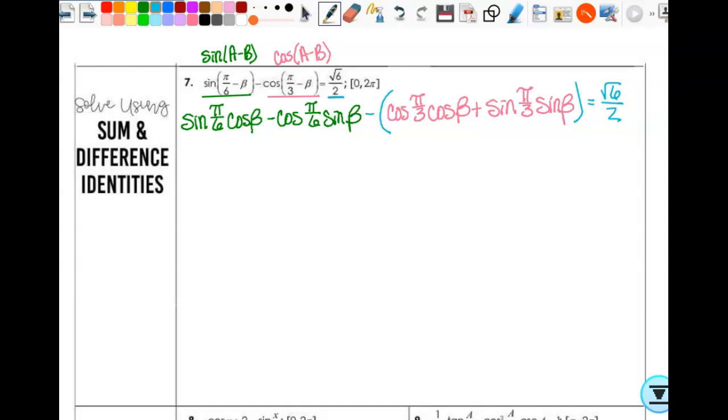Make sure you understand where all that came from and why. I didn't make it up. I didn't get it out of my brain. I got it off of the reference sheet. We're all good at this point? Okay. No?